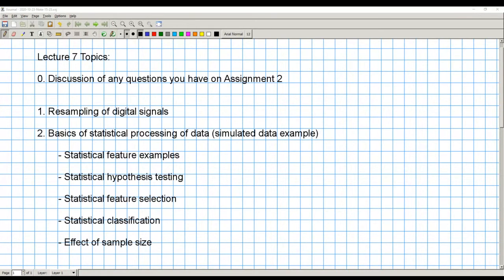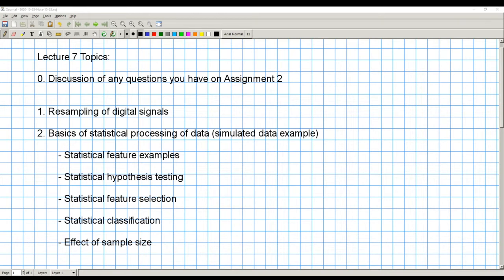Today's lecture, inshallah, first of all, if you have any questions about assignment 2, or assignment 1, or if you have to resubmit any part of assignment 1, please let me know. After that, we're going to get started on research problem 2.